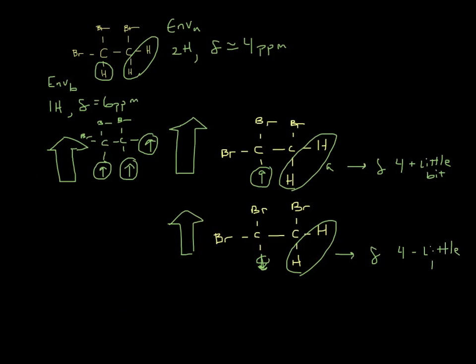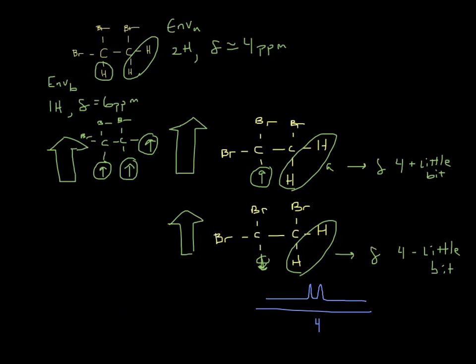So because in a big flask full of solution, you're going to have roughly 50% these and 50% these. You'll actually see two peaks for this. This environment A is going to show up, and if this is our 4 ppm, none of them are going to be exactly 4. Half of them will be 4 plus a little bit, and half of them will be 4 minus a little bit.